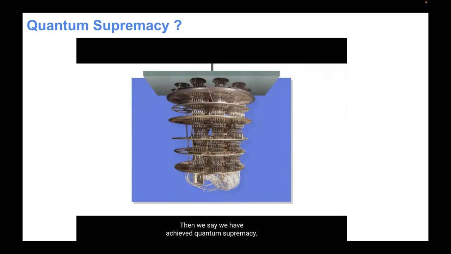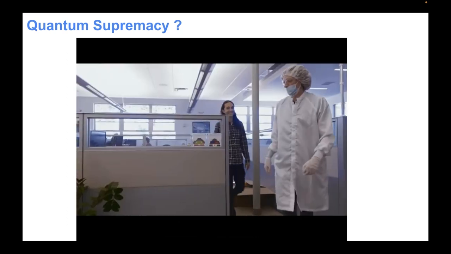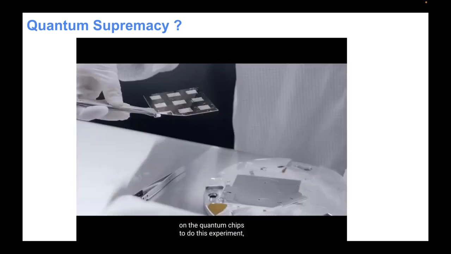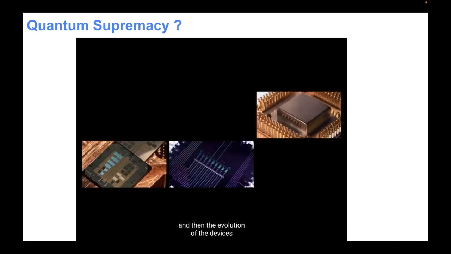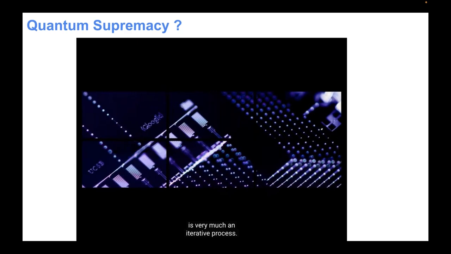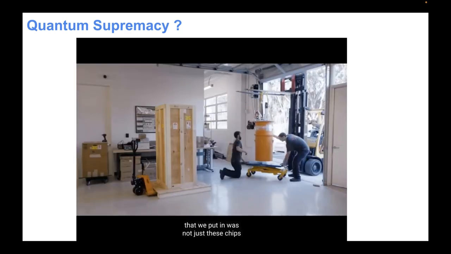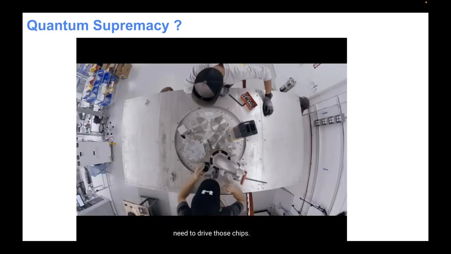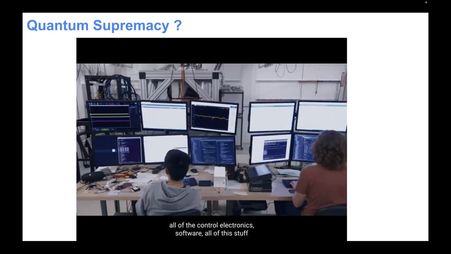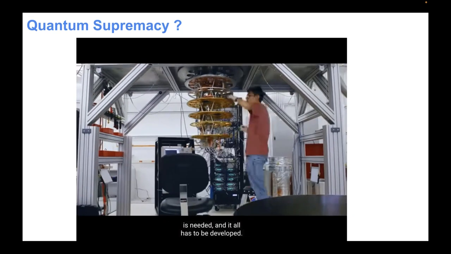Then we say we've achieved quantum supremacy. We started building together the quantum chips to do this experiment. And then the evolution of the devices with more and more qubits and more complexity is very much an iterative process. A lot of the work that we put in was not just these chips, but is also the infrastructure that you need to drive those chips, the cryostats that we install them in, all of the control electronics, software. All of this stuff is needed, and it all has to be developed.